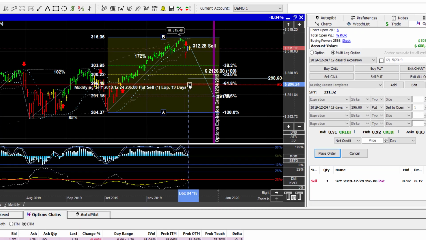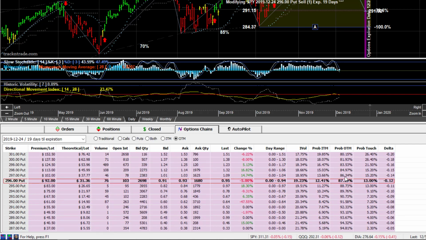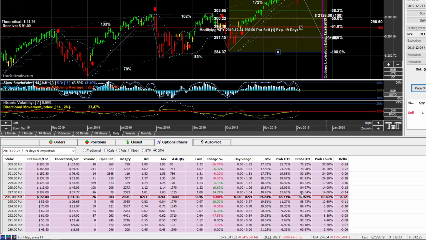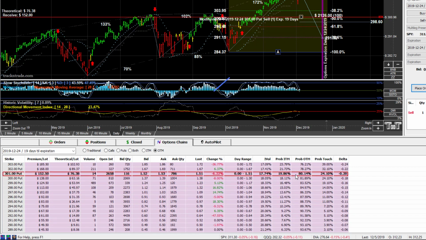Now that 61.8, as we see down here, has a probability of 12%. So 12% being in the money, 87% of being out of the money. So you got an 87% chance of that thing being out of the money. We oftentimes like to be at least to the 80%. So we can actually watch this. We can grab this right here, and we can just drag it up to 80% right there on the table, and it moves that order on our screen. That's a pretty neat little trick that we can do here in Track and Trade.